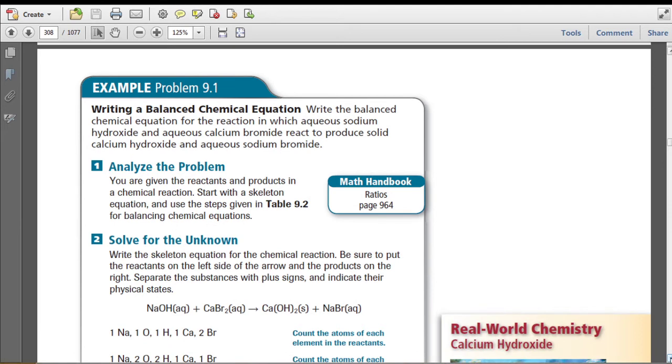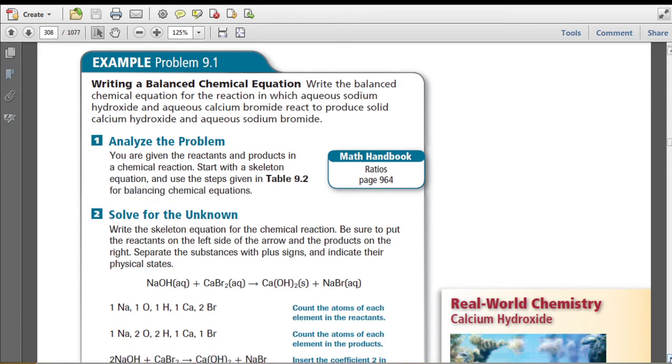Writing a balanced chemical equation. Write the balanced chemical equation for the reaction in which aqueous sodium hydroxide and aqueous calcium bromide react to produce solid calcium hydroxide and aqueous sodium bromide. The first thing you're going to want to do is, you're given the reactants and the products, so you're going to go ahead and create yourself a skeleton equation.